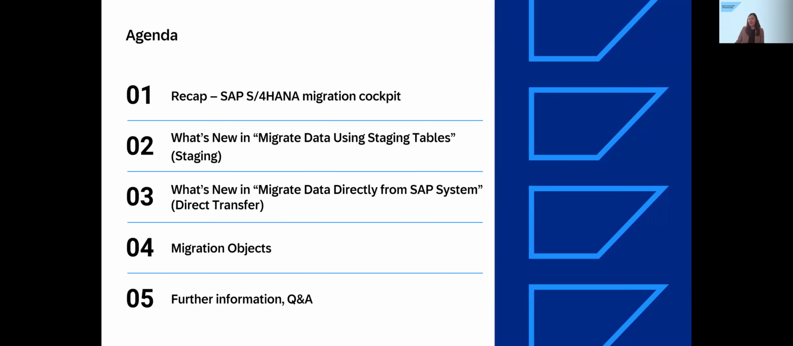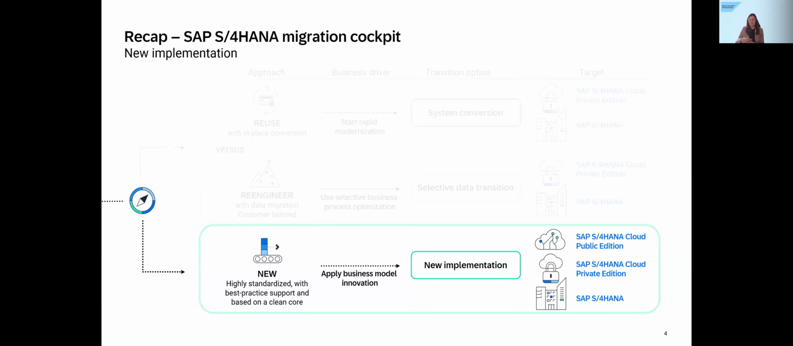So let's start with the Migration Cockpit. As you know, this is part of the new implementation transition option. Customers choose the Migration Cockpit when they decide to re-implement to improve the business processes and they want to start from scratch. They have the new system, they configure it, and they migrate the data, so they need to fill the system with the data.